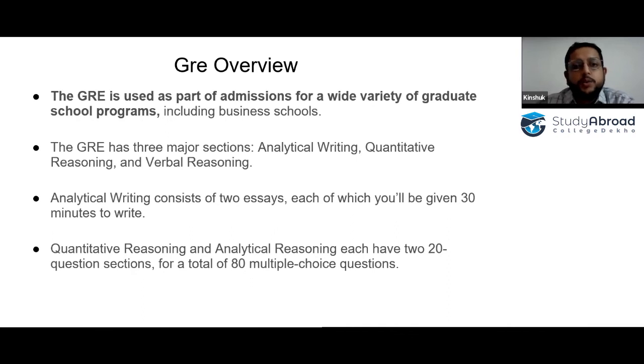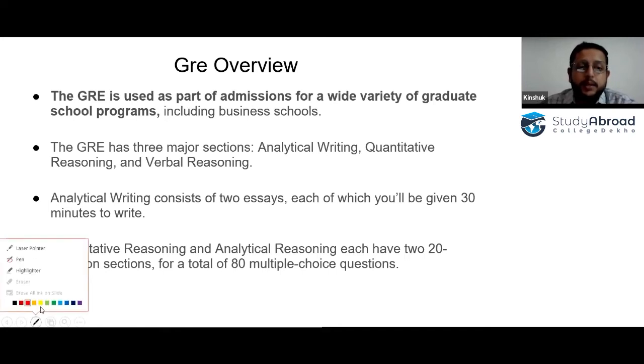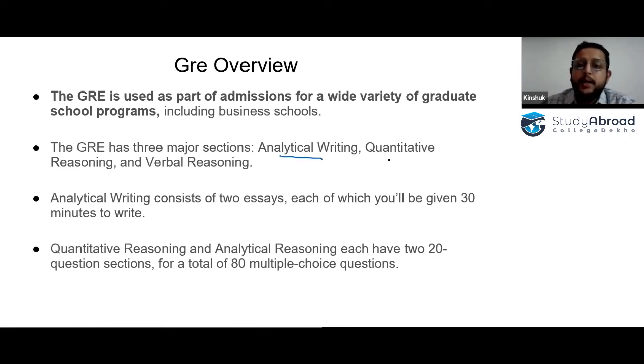Alright, so why is GRE used? GRE is used for admissions into a variety of universities and programs, and it includes even business schools. So GRE is not specific to only master's programs, but if you want to go into the business schools, you can go through a score of GRE as well. There are basically three major things GRE tests you on: analytical writing, quantitative reasoning, and verbal reasoning.